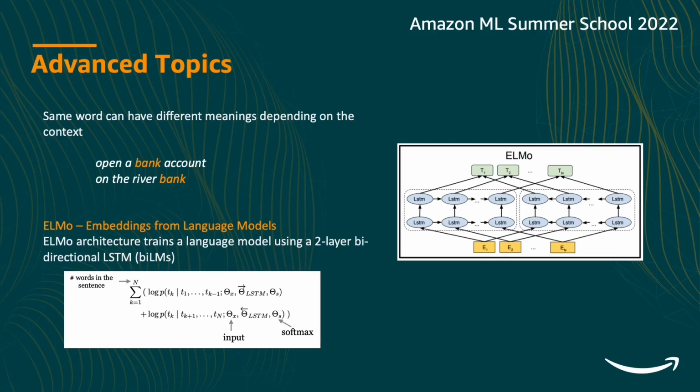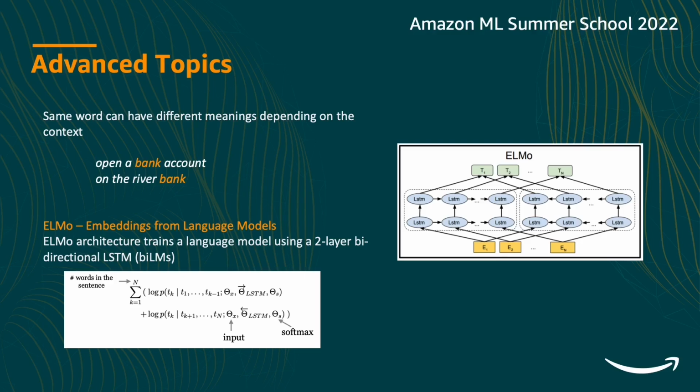To deal with that, there is a model called ELMo, which stands for Embeddings from Language Models. What ELMo does is that instead of using a fixed embedding for a given word, it looks at the entire sentence before assigning each word its embedding. And the way it does this is that it is trained using a language modeling task.